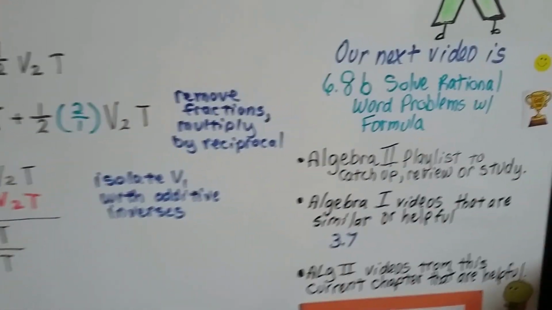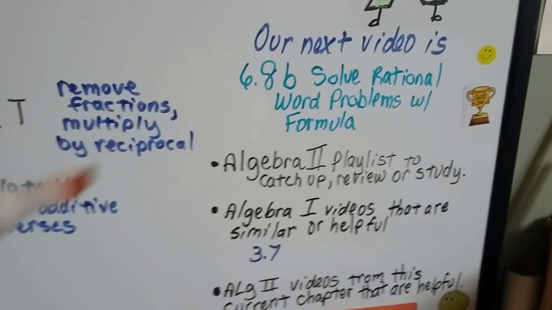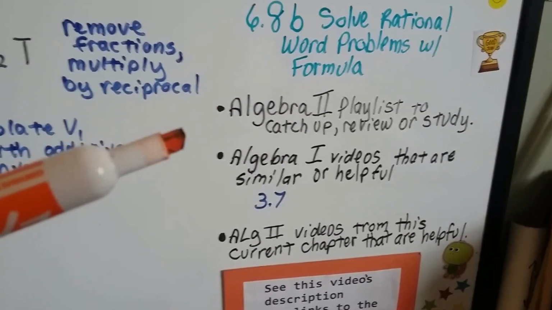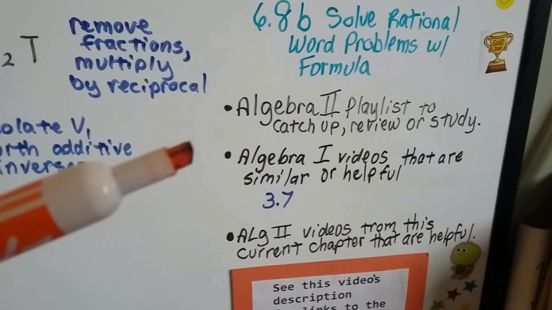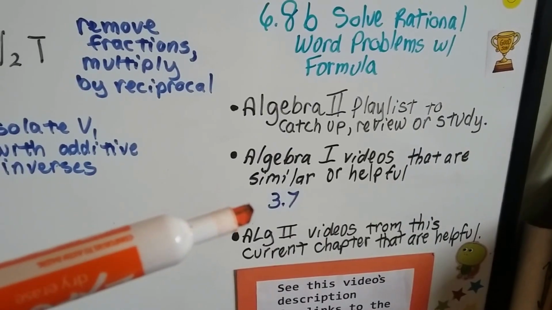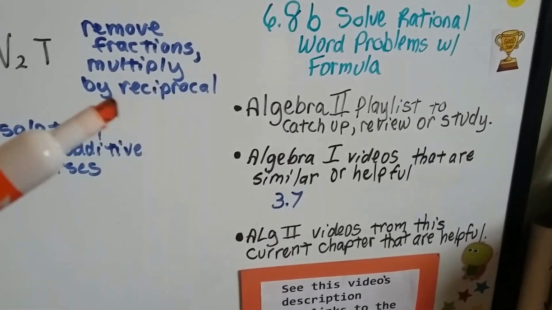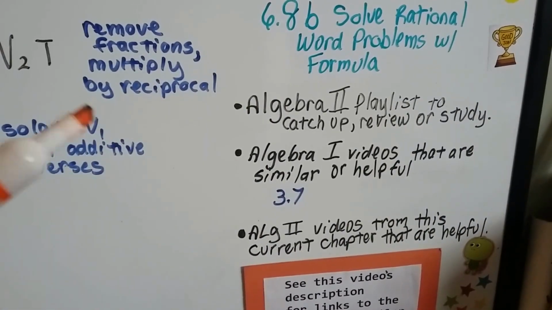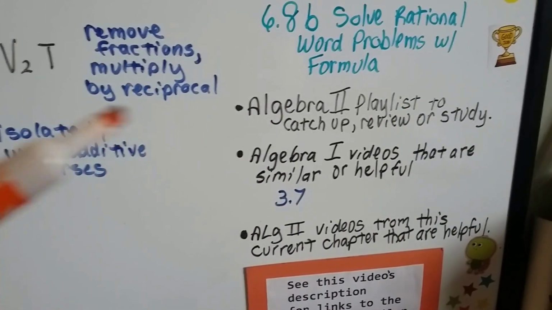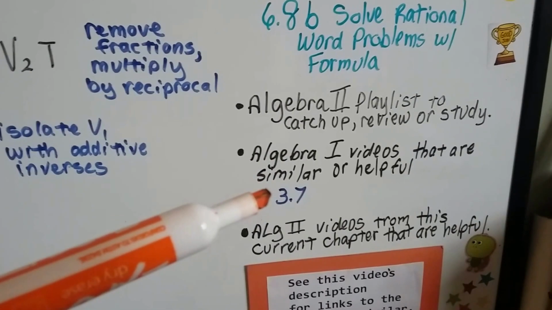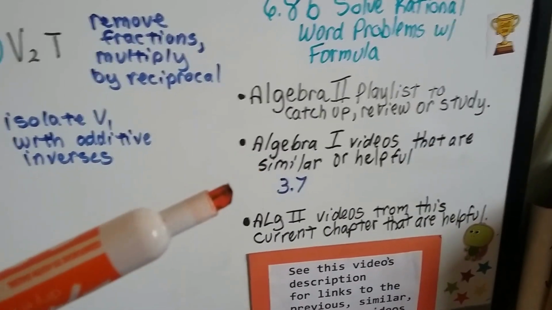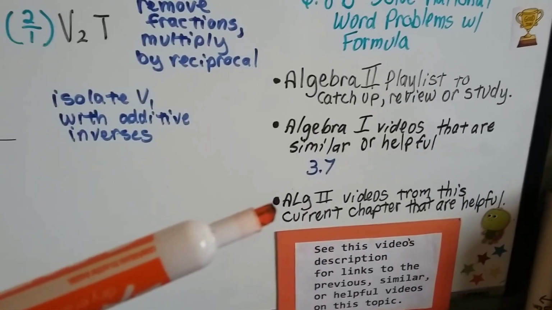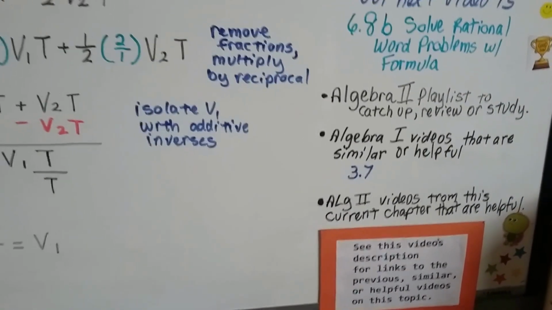So our next video is 6.8b, and we're going to solve rational word problems with formulas. I'm going to put this video into the Algebra 2 playlist, and there's a video from Algebra 1 3.7 where we did this in a little bit lighter way. We didn't go into such heavy topics as this, but we did the same thing. We switched formulas around, so you might want to watch that.